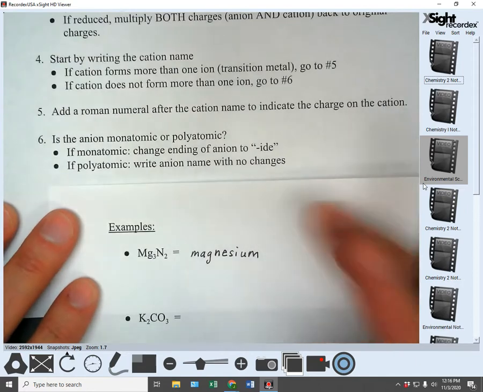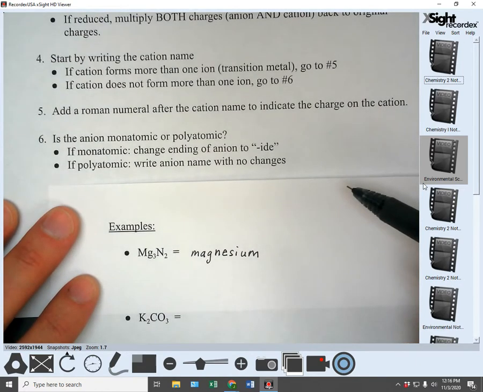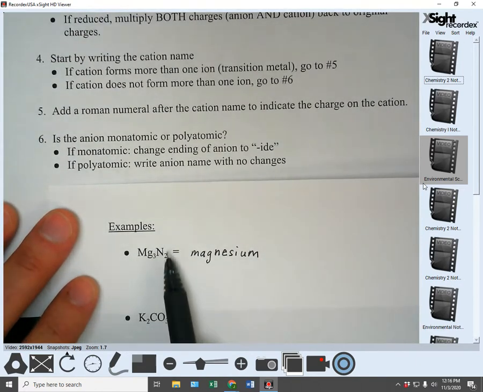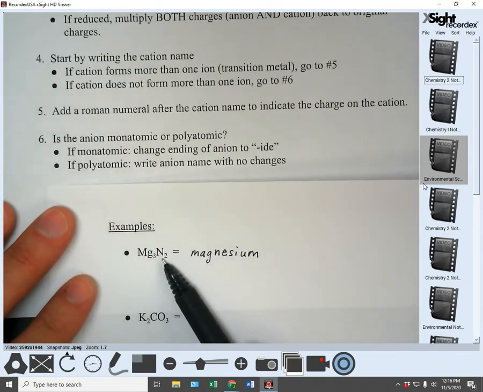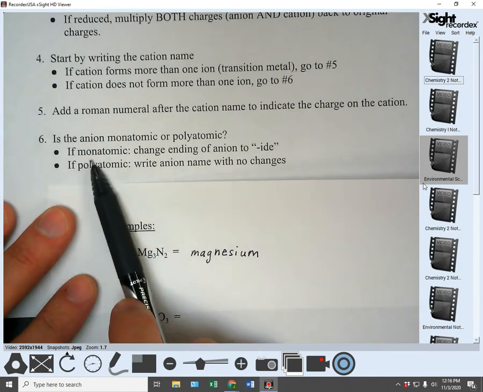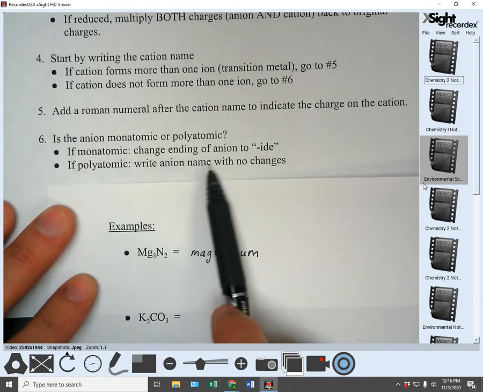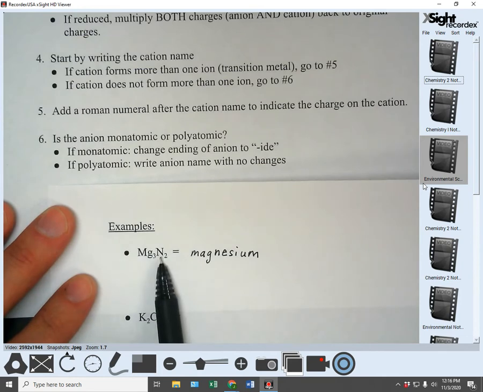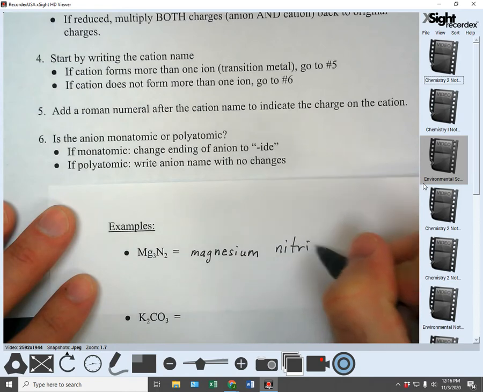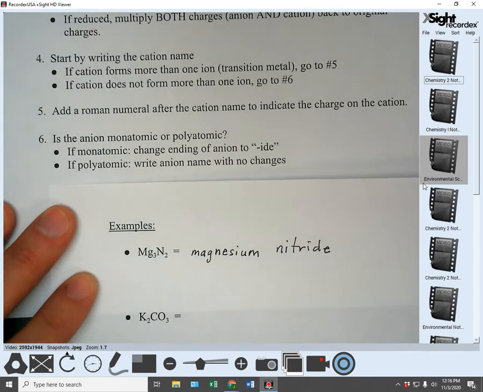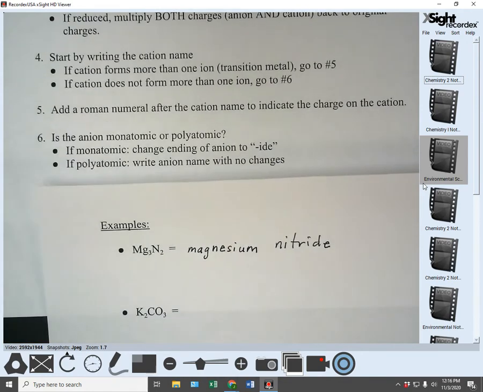Is the anion monatomic or polyatomic? So you look at the anion. Is there only one element, or more than one in the negative part? There's only one element, so that makes it monatomic. If it's monatomic, change the ending of the anion to -ide. This is nitrogen, so nitrogen becomes nitride. And that's it, that's the name. All right, let's do another one.